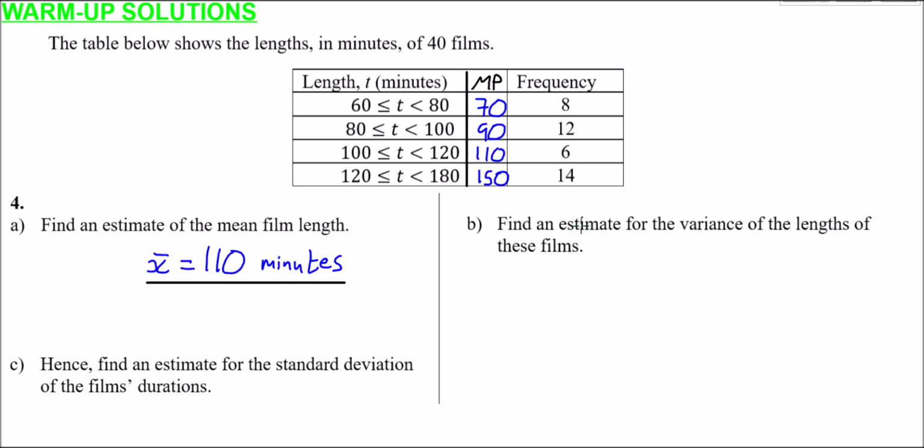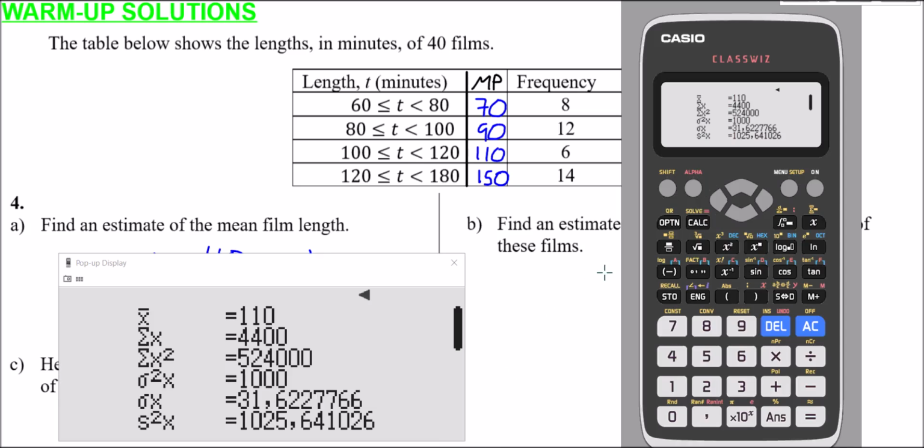Part B, it says find an estimate for the variance of the lengths of these films. And so how do you find variance on this display? Well, variance is the square of the standard deviation. So standard deviation is this symbol here, sigma x. The standard deviation is 31.6 to 3 significant figures. The variance is this symbol here, sigma squared. So the variance, at least the estimate of it, is 1000.